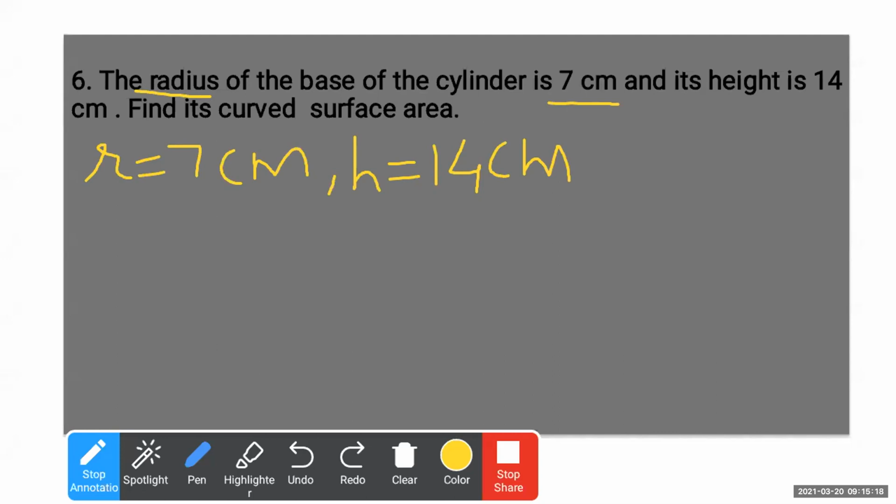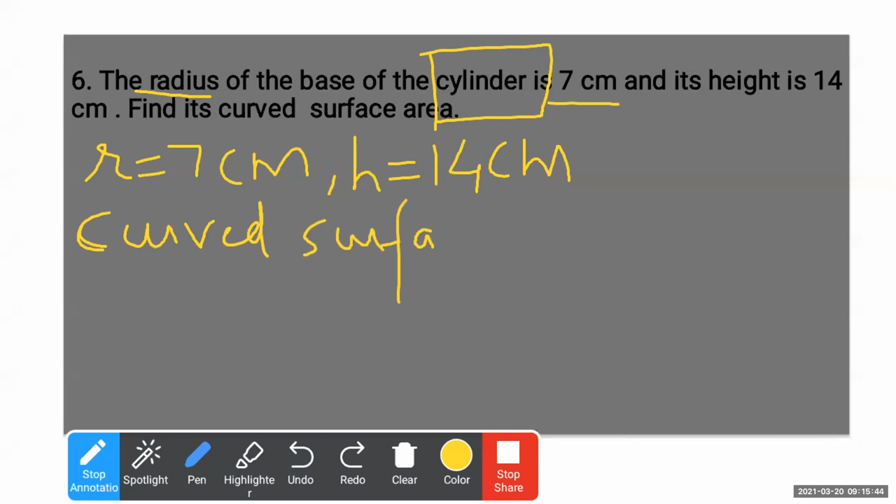Now find its curved surface area. Curved surface area of what? Of cylinder. So the formula is 2 pi r h. Curved surface area of cylinder is equal to 2 pi r h.